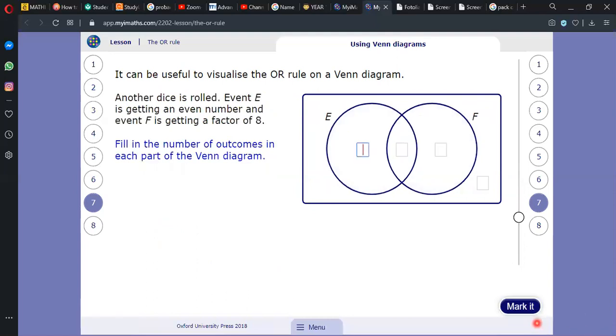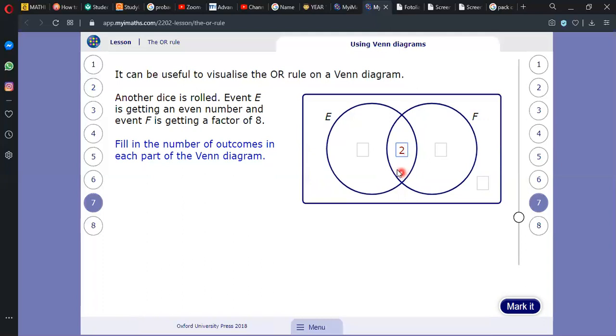Now, let's take another one. Another dice is rolled. Event E is getting an even number, and event F is getting a factor of 8. Okay, let's take a look at that. Even numbers on the dice: 2, 4, 6. Factor of 8: 1, 2, 4. You see, I've mentioned 2 numbers that are common now, which is 2 and 4. So that means this is 2.